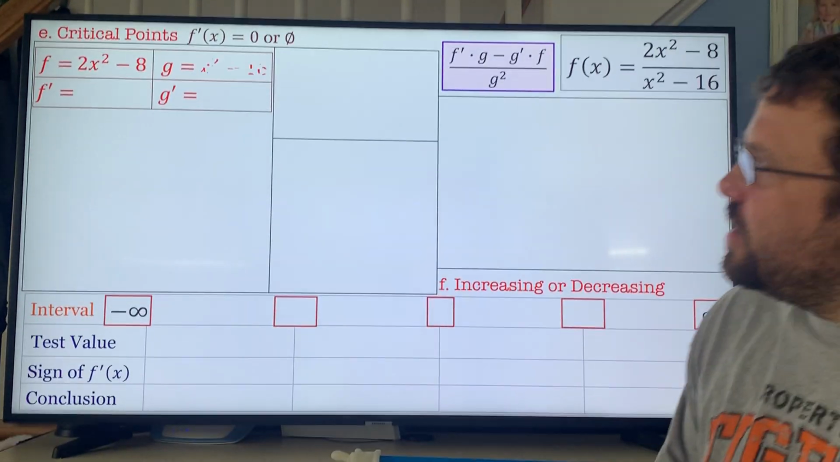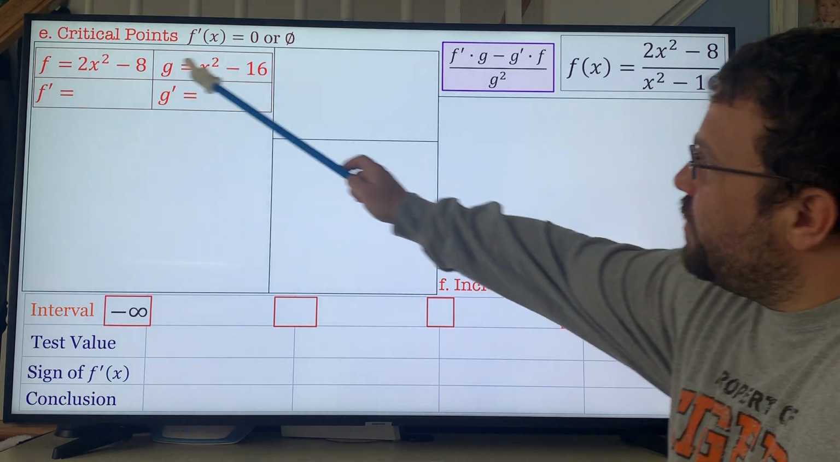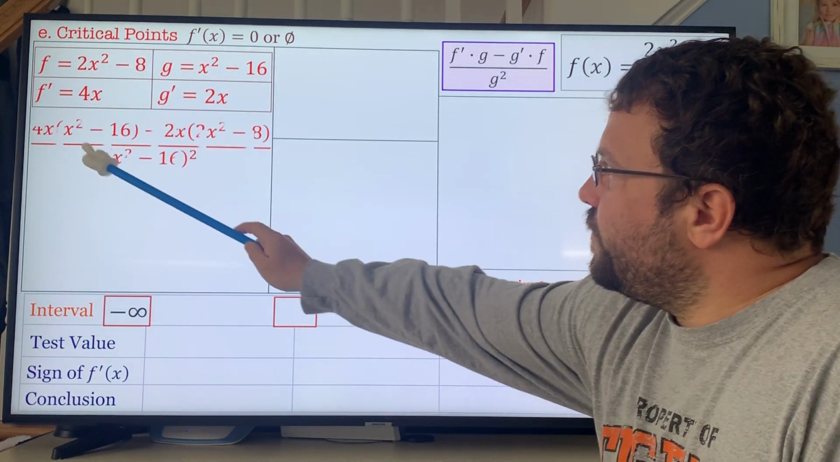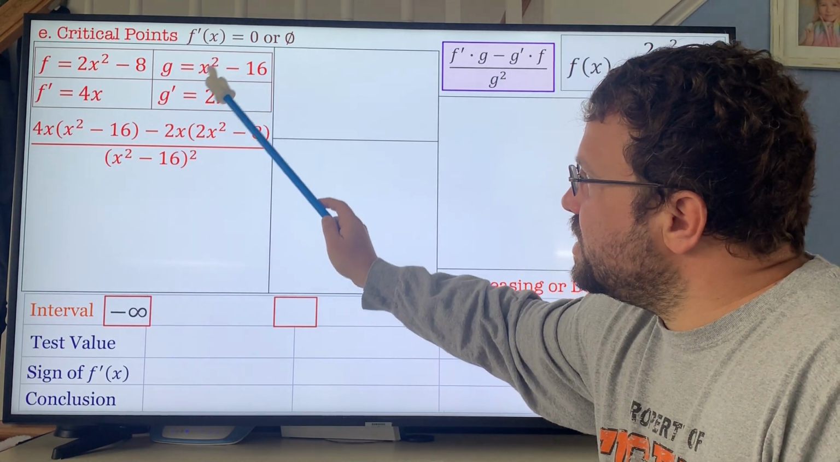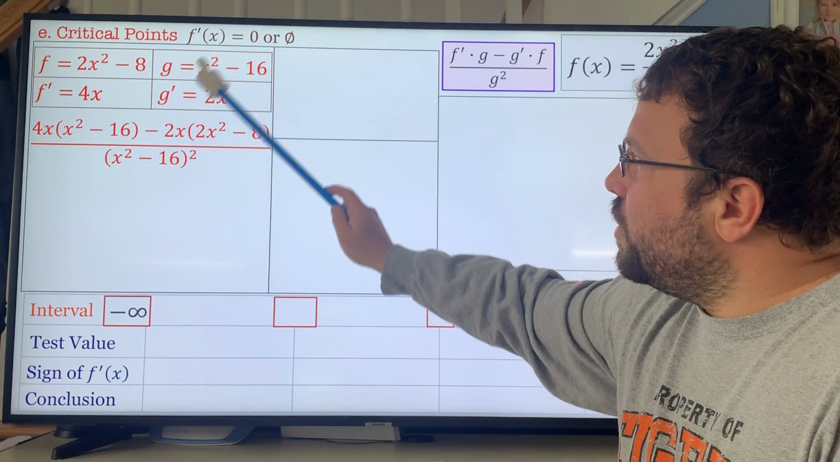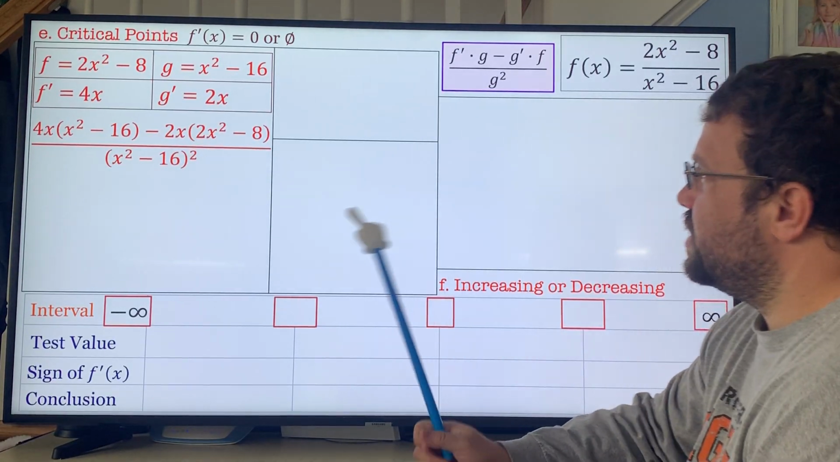f is 2x squared minus 8, g is x squared minus 16. f prime is 4x, g prime is 2x. So f prime g is 4x times x squared minus 16, minus g prime f, which is 2x times 2x squared minus 8, all over g squared. All right? Just a simple quotient rule.